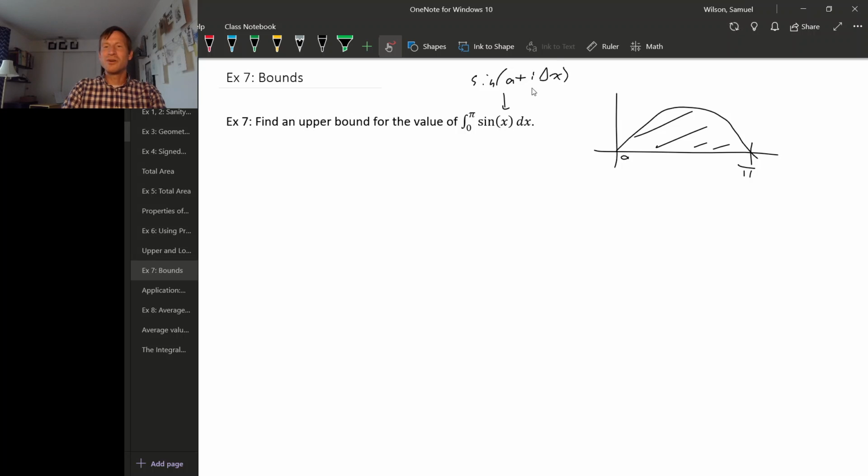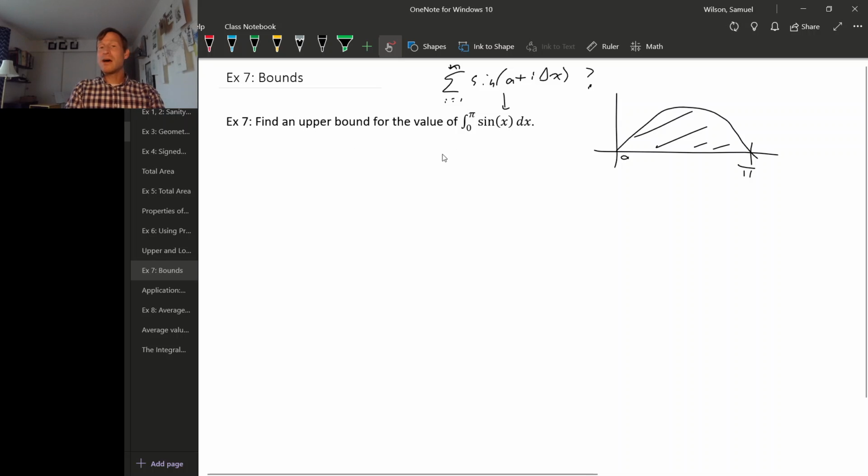Now a is just 0, but i times delta x is going to be i times pi over n. And then how do you find a big sum of that kind of thing? I mean, who even knows? That sounds pretty bad. So that seems pretty hopeless.